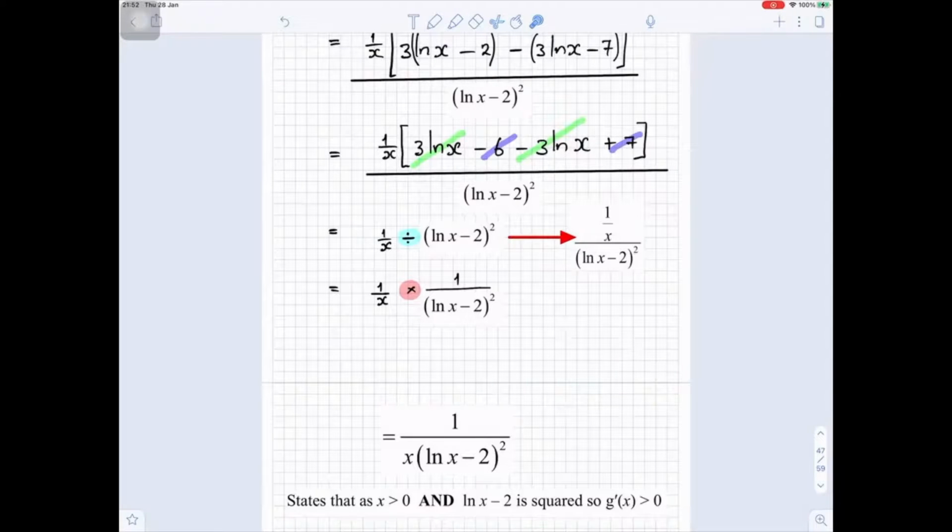And you notice that the question says x is bigger than 0. So this one is bigger than 0. And notice that ln x minus 2 is squared. So whenever you square a number, ln x minus 2 squared will be bigger than 0. So hence g dash of x is greater than 0.